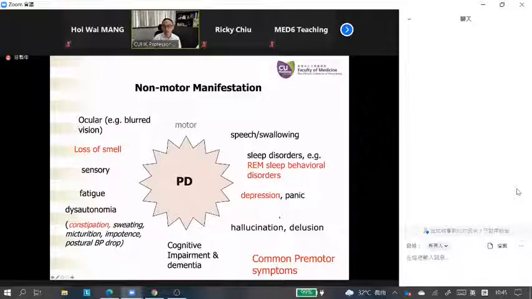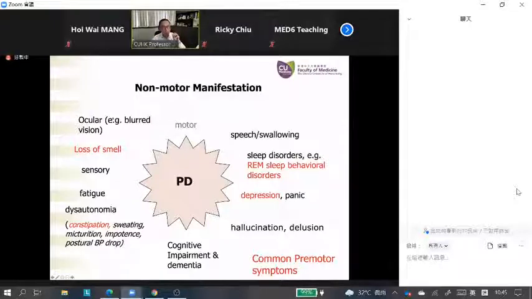And obviously, DBS will not help the mood. It may help the mood if the mood problem is because of severe motor symptoms. Okay, and for delusion, it may not help. So Parkinson's is more of a systemic disease.